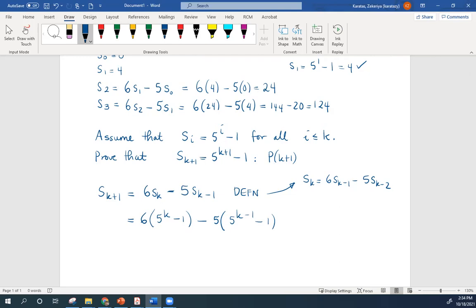So now we want to prove that this is equal to 5 to the power k plus 1 minus 1. From here, I got 6 times 5 to the k minus 6. From here, I got minus 5 times 5 to the k. This is like 5 to the 1. We're going to add the powers, same base, so it's going to be 5 to the k times 5. And then for minus, that will make a plus 5.